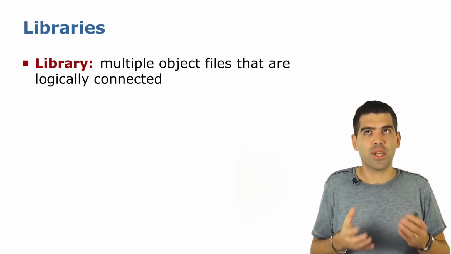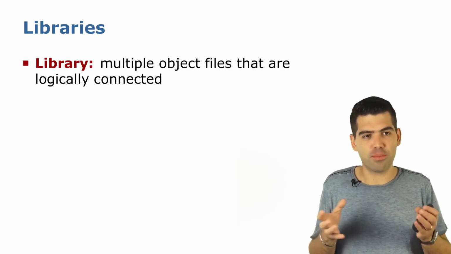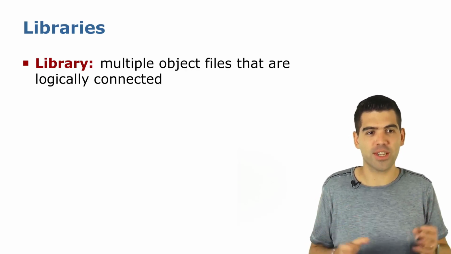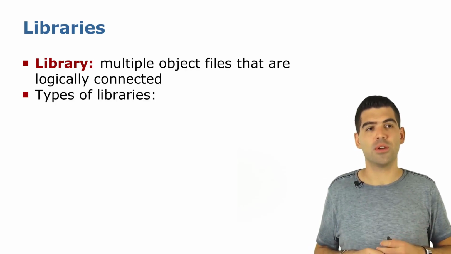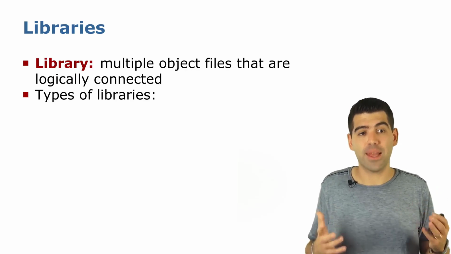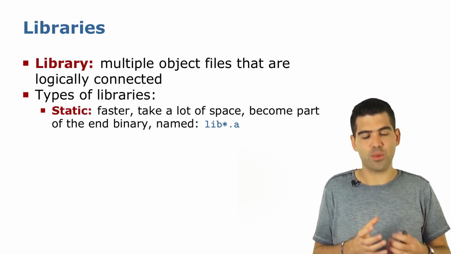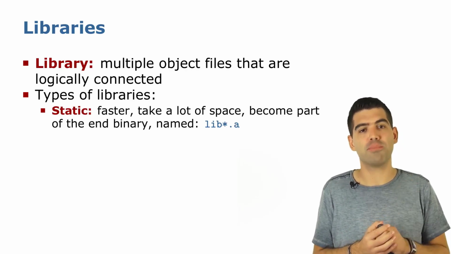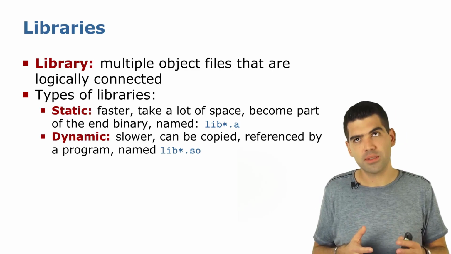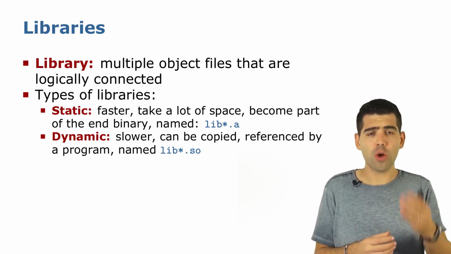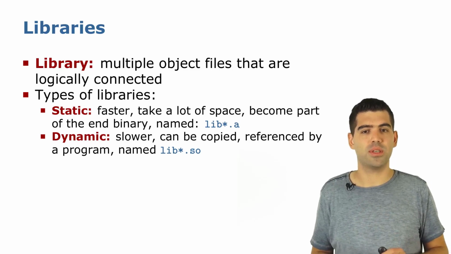So a library is basically multiple object files that are logically connected, but not necessarily. You could have a library with some illogical connection within it, and there's no problem with that. There are basically two types of libraries in the C++ world, or basically in any compiled language. One is the static library, which is typically faster to run, but of course takes a lot of space because it becomes part of the final binary. And also we have dynamic libraries. Now we can say that they're somewhat slower, but they can be copied to the target file system and then referenced later by the main program. I will explain a bit more about this in a second.